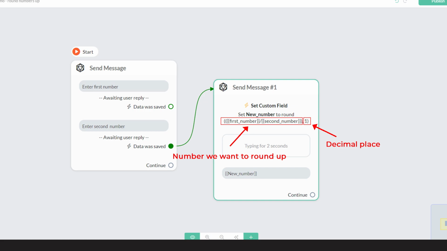First, we write the round keyword and then open a bracket. Inside the bracket, we need two important parameters. The first parameter is a decimal number we want to round up. The second parameter is our desired decimal place. Let me show you how.